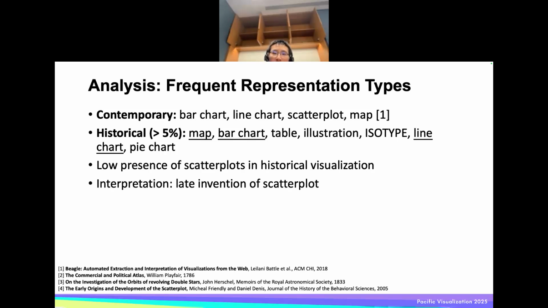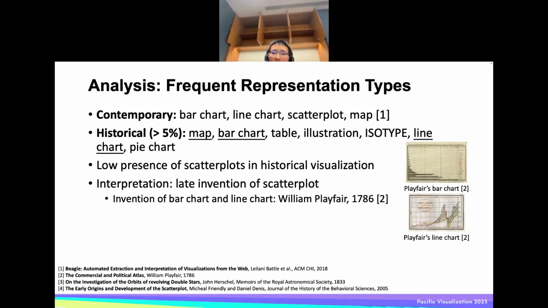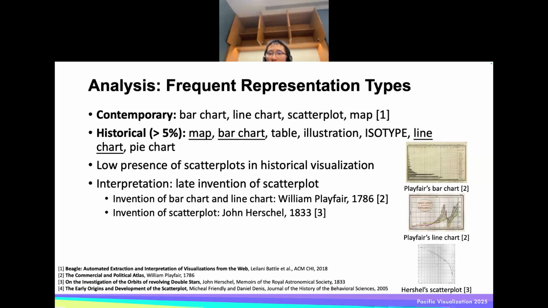Map has a long history that predates the invention of writing systems, as we know. And the invention of bar chart and line chart is commonly attributed to Playfair's book published in 1786. And by comparison, the invention of scatterplot is attributed to Herschel's paper published half a century later.